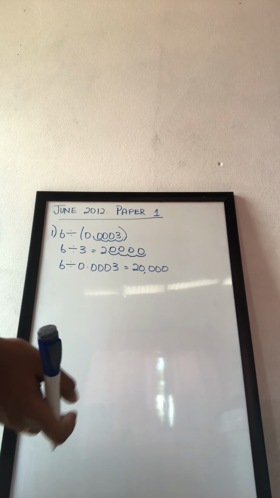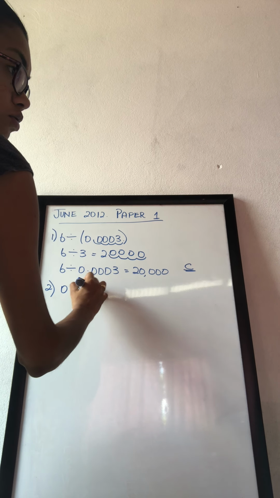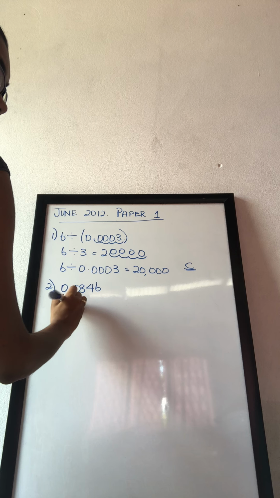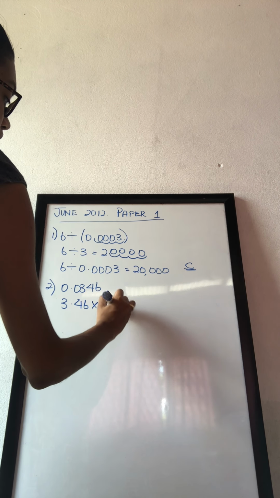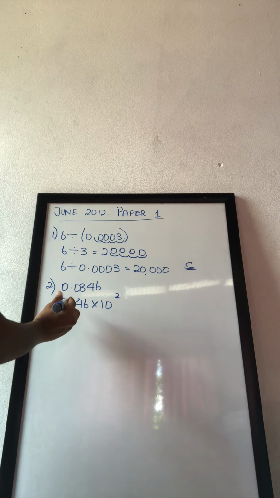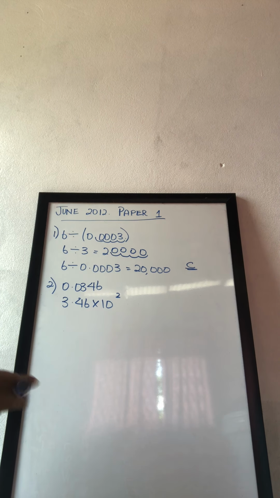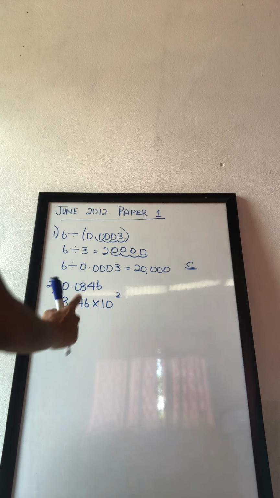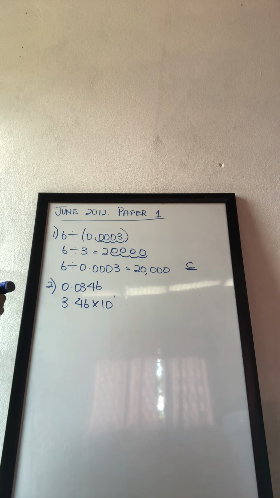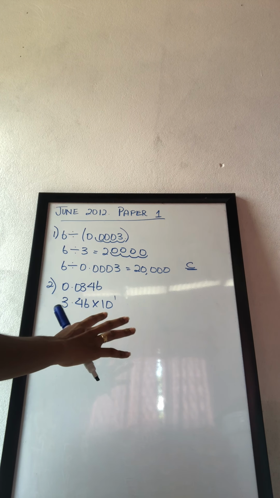Number 2, we have 0.0346. Alright, so we want to write this in standard form now. Our first option was 3.46 multiplied by 10 to the power 2. Now if the power is positive, we'll be moving to the right. When we move to the right, we'll end up with 346, which is not what we want. The second one is 3.46 by 10 to the power of 1, right? Move one place to the right, we'll end up with 34.6, which is not this. So we don't want that either.